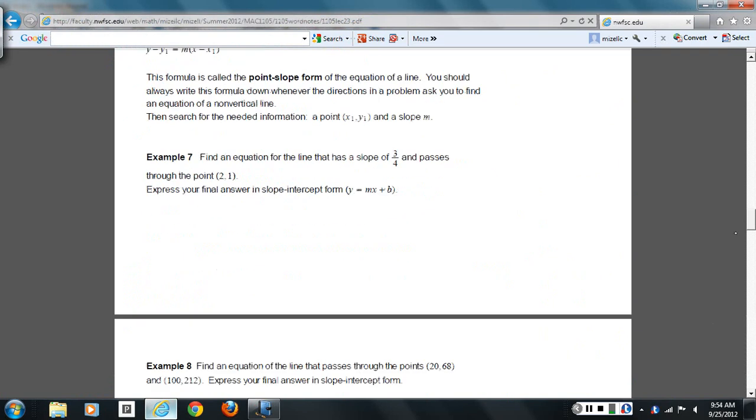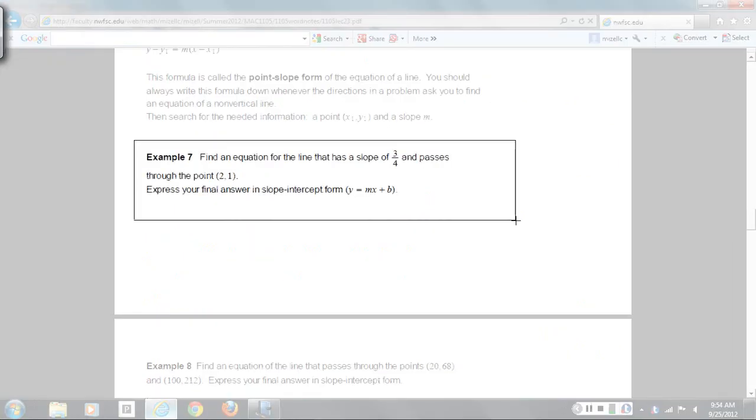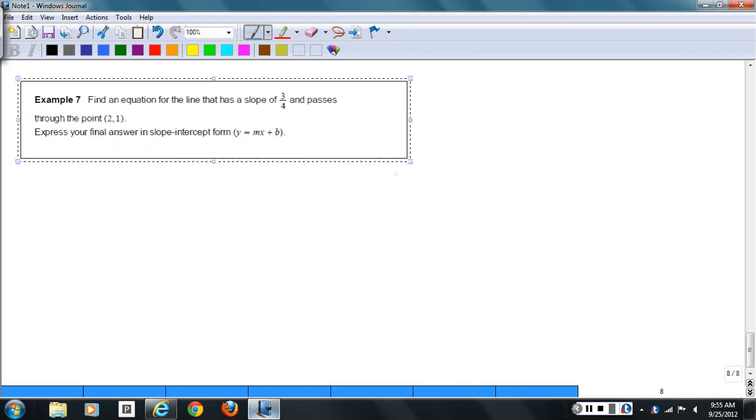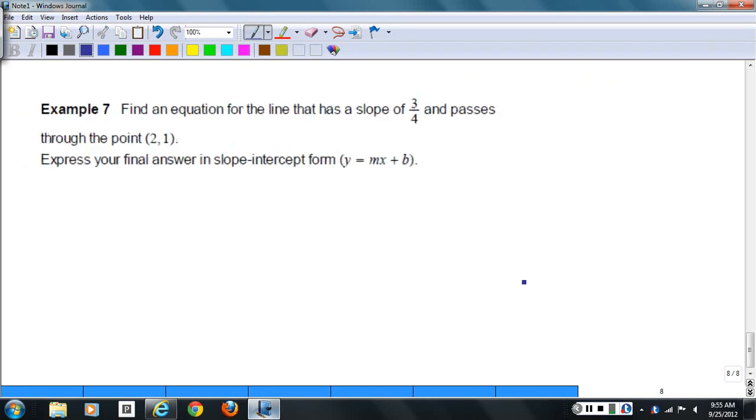Next example gives us the information exactly like we would like it. Subsequent examples will give us enough information, but maybe not exactly like we would like it. Find an equation of the line immediately. I see that the line has a slope, and I write down the point-slope form. And then I go back to reading the example.